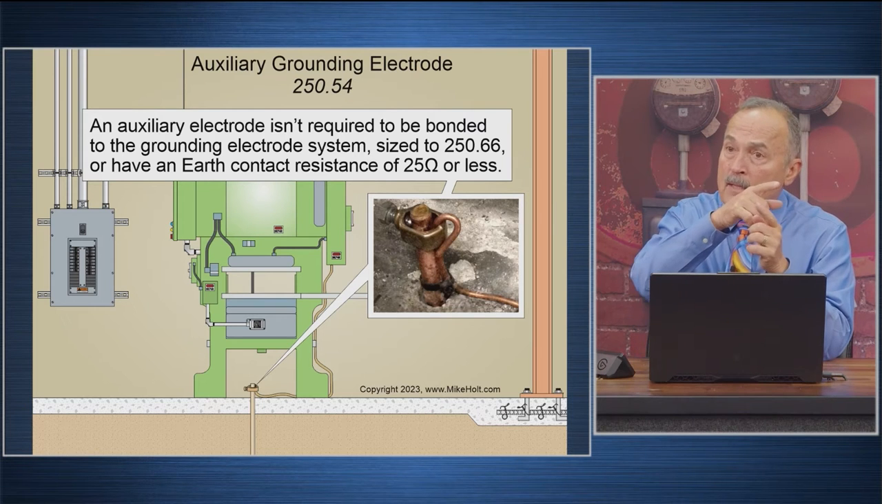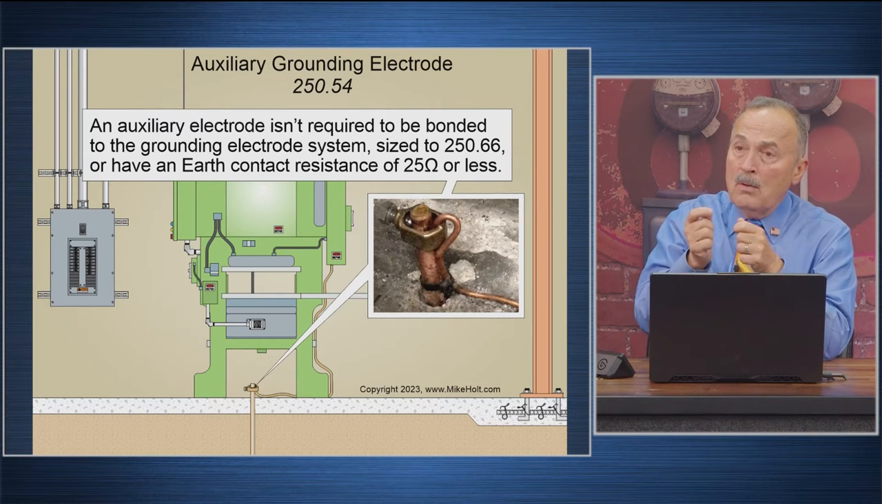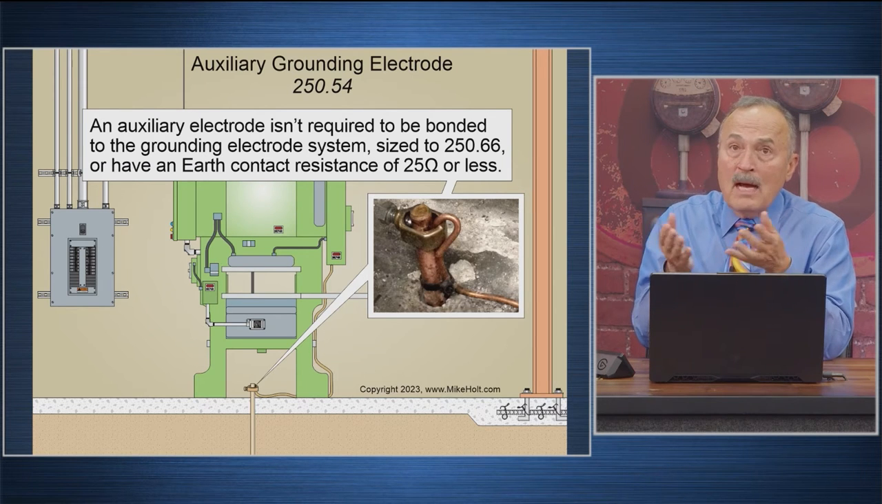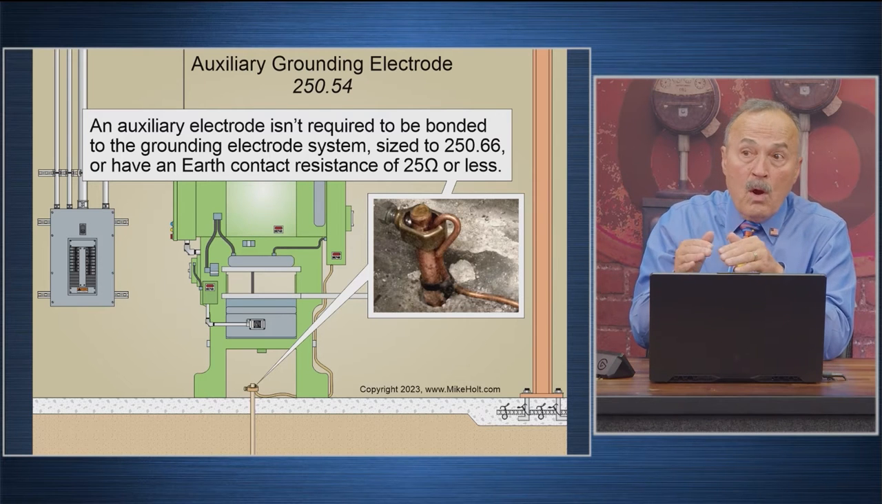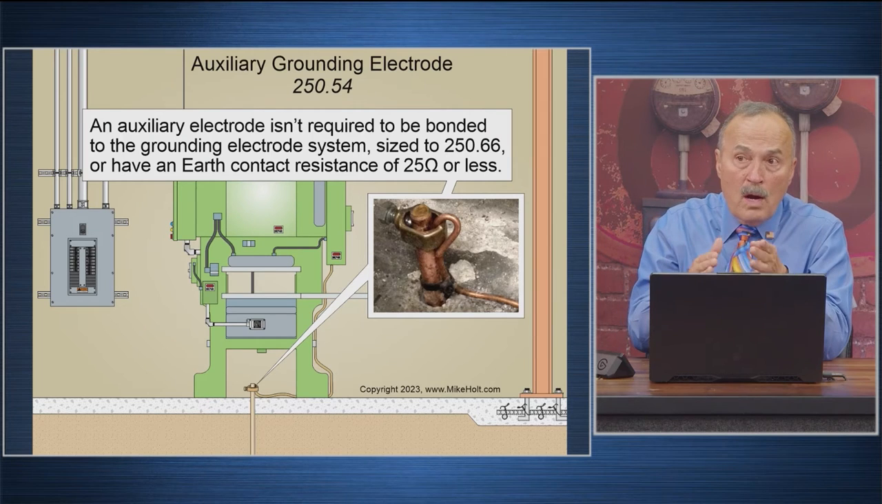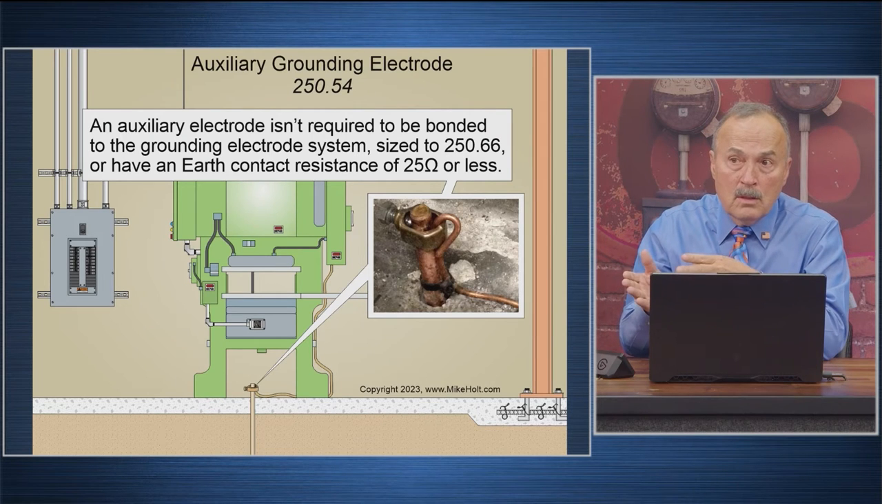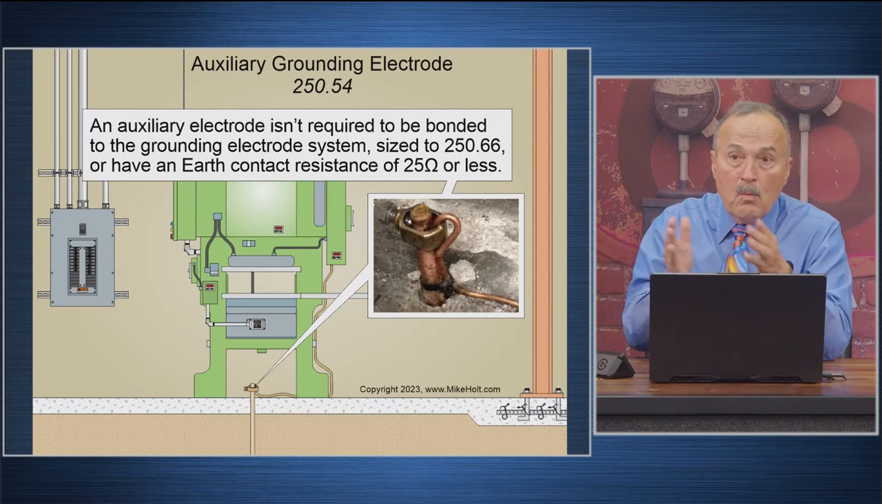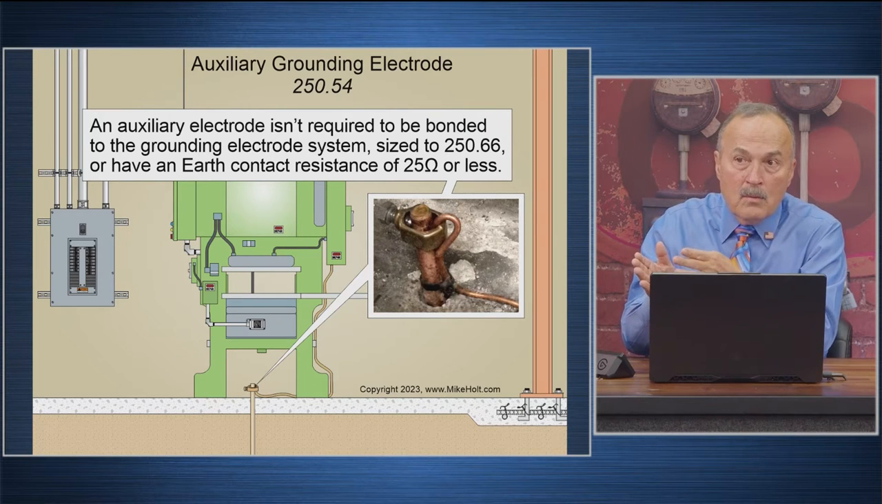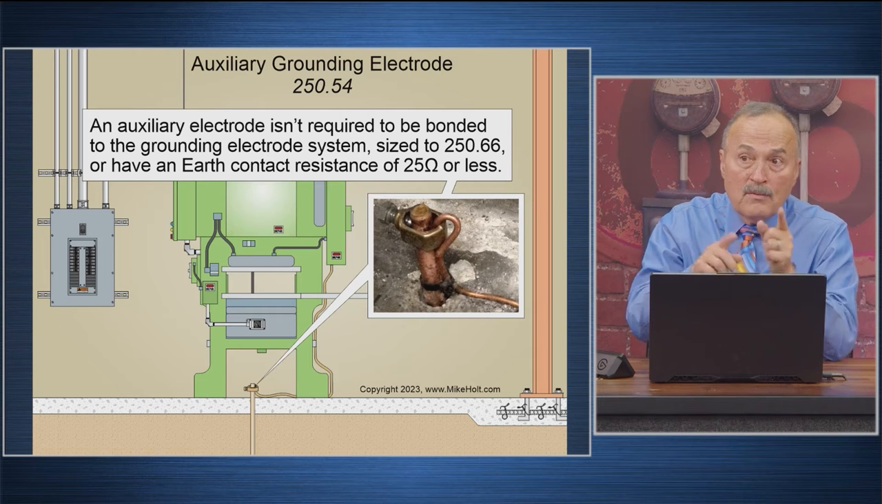That ground rod that Mario had taken the picture of, the ground rod at a pole, that's an auxiliary electrode. It's not required by the code. And when it's not required by the code, then there are no requirements. But we have a requirement telling you it's not required to comply. Do you know why we have requirements telling you you don't have to comply? We have a requirement, 250.54, that says you don't have to comply.